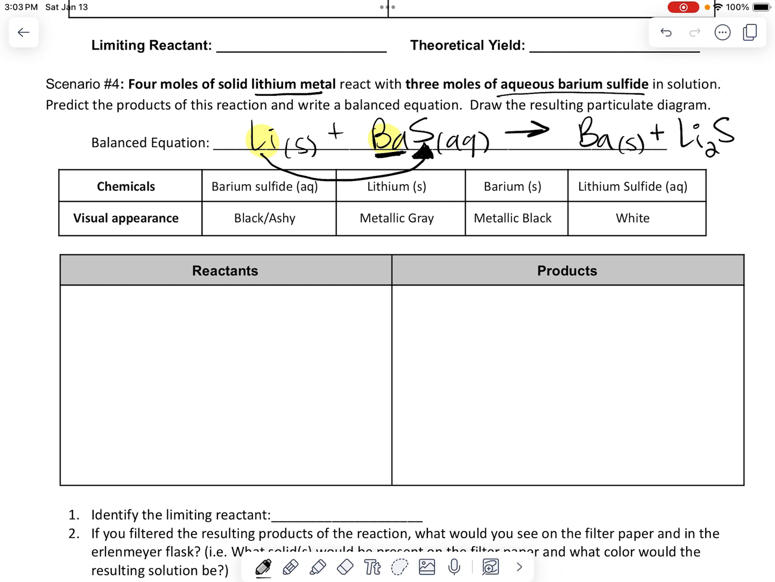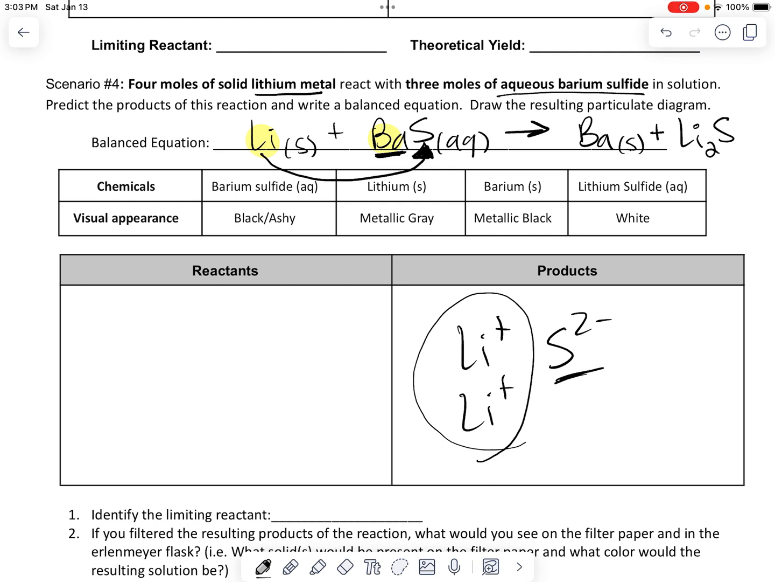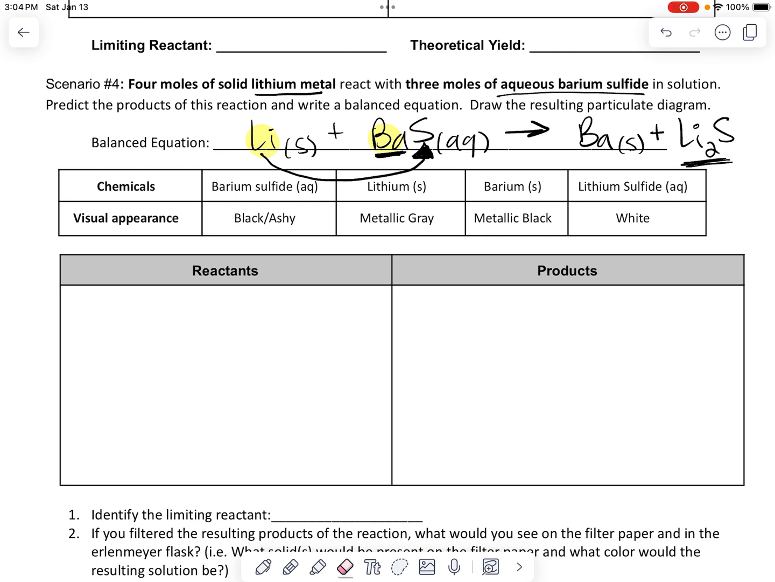Notice the subscript here for my lithium sulfide is 2. So lithium is +1, sulfur is 2-. So I would need 2 of those positive 1 ions to balance the charge of 1 of those sulfides. Every time you make an ionic compound, you do have to consider the charges of each ion in the compound. Okay, then I will just balance the equation, and then we can start our modeling. So I will need 2 lithiums here to balance the 2 on the right. All right, now I'm ready to start modeling.